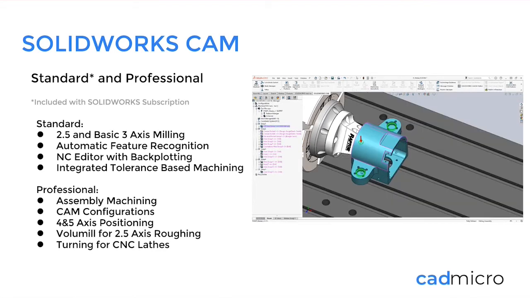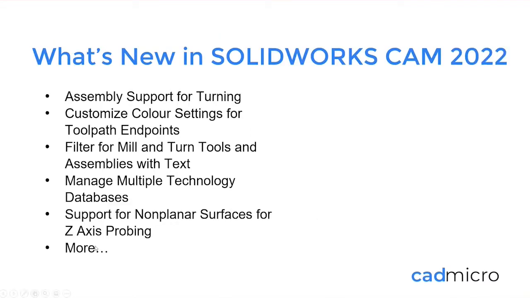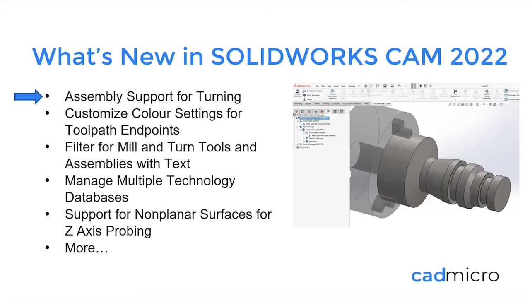So that's a little bit about the SOLIDWORKS CAM. If you do have SOLIDWORKS CAM or you're already using it, these are some of the new features that are available in SOLIDWORKS CAM 2022. So the first one is the ability to now program in assembly mode in turning. So previously we couldn't do that. We now can do that in 2022. So you can see this part is now in an assembly. So this is really great for mill turn users.